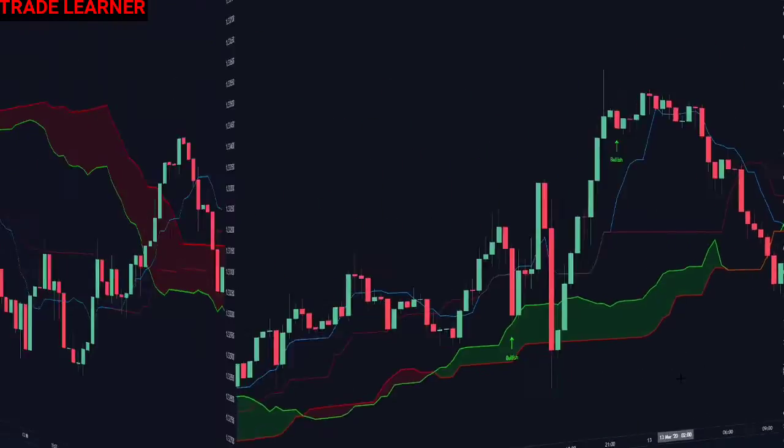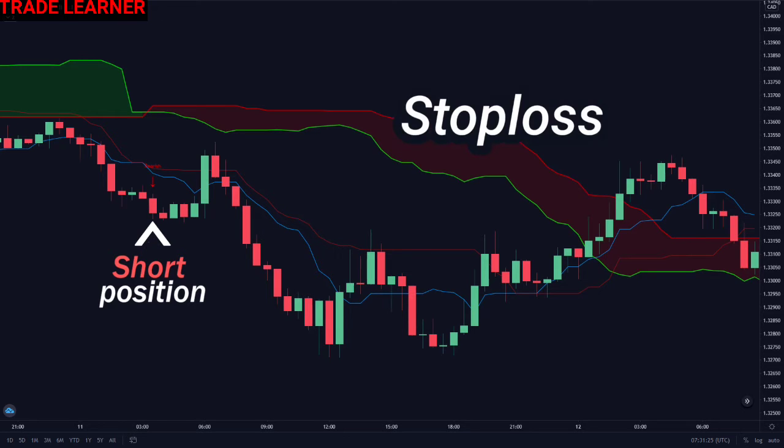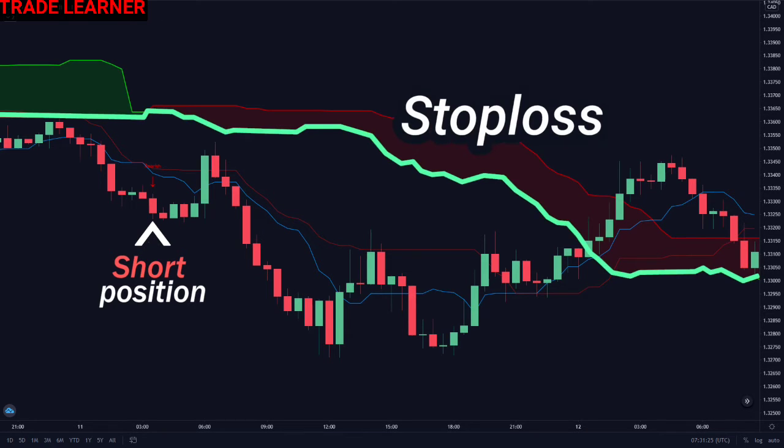You can also use the clouds to determine your stop loss. For example, if the Ichimoku displays a short position, you can set your stop loss right below the clouds here. So if the price breaks through the clouds, you close your position. This can be used as a safety if the price reverses to the other direction so that you can close your trade early and avoid losing a lot of money.